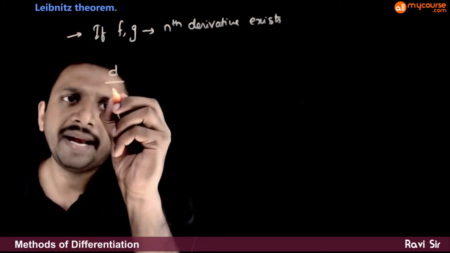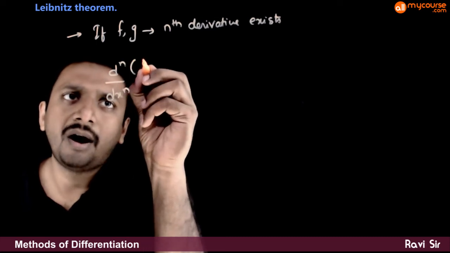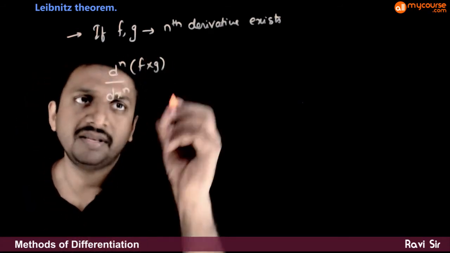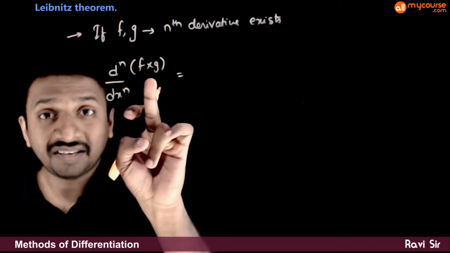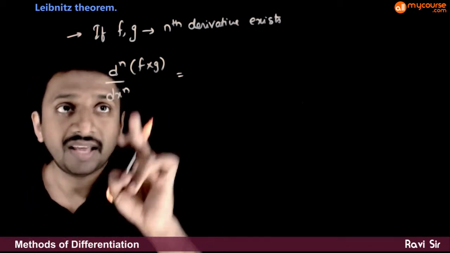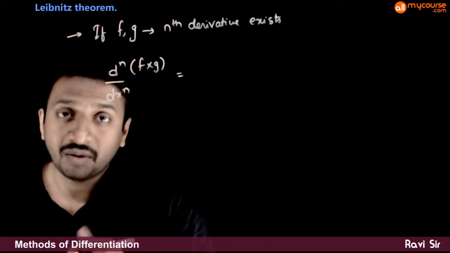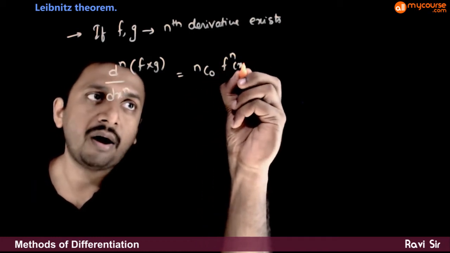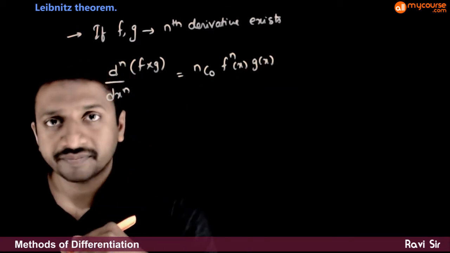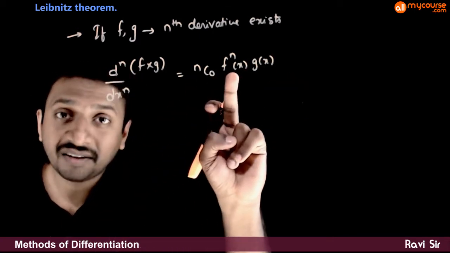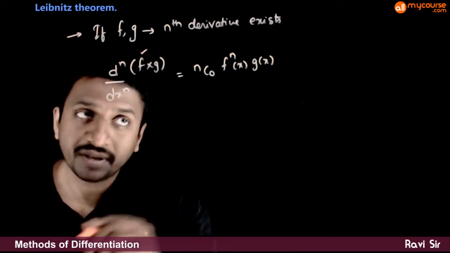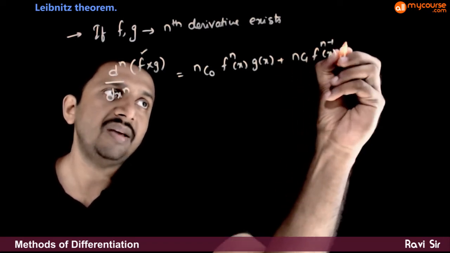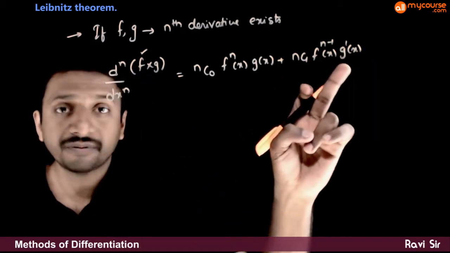Then d^n by dx^n of f into g, that is, the nth differentiation of the product function, is equal to nC0 times the nth differentiation of f times g of x, plus nC1 times f^(n-1) of x into g1 of x, the first differentiation of g.